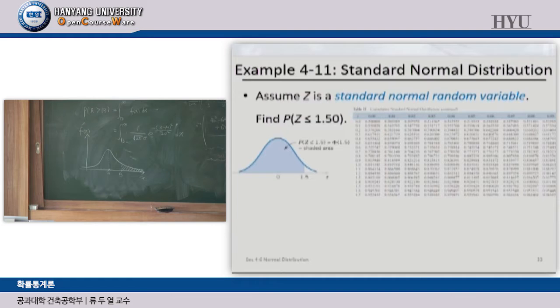So this is the table that I gave to you. This column is the indicator, small z, and in this case, 1.5 is the small z. So the probability of Z when Z is smaller than or equal to 1.5 is 0.933193. That is the answer.